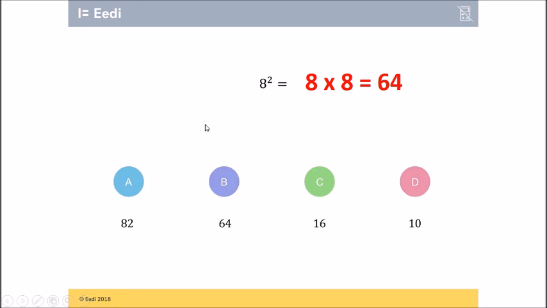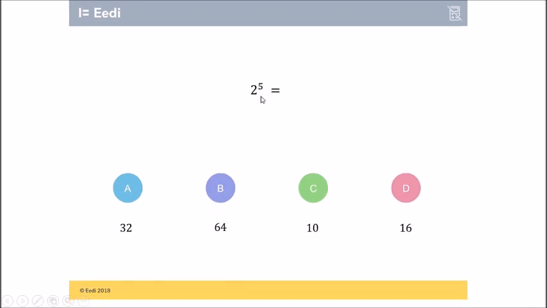And then one more. 2 with a little 5 on top, so we say that is 2 to the power of 5. So think what that actually means. First of all, this does not mean 2 times by 5, so the answer is not C. That's the common mistake. What this notation means is 2 times 2 times 2 times 2 times 2. This means 5 2's all multiplied together. So that answer would be 32, so A is my answer.